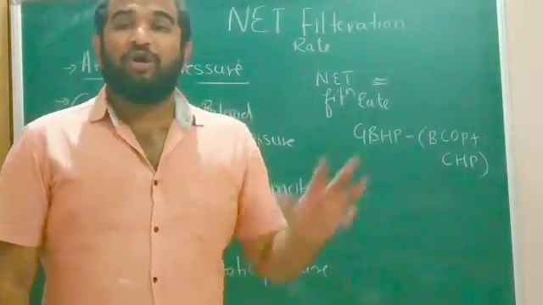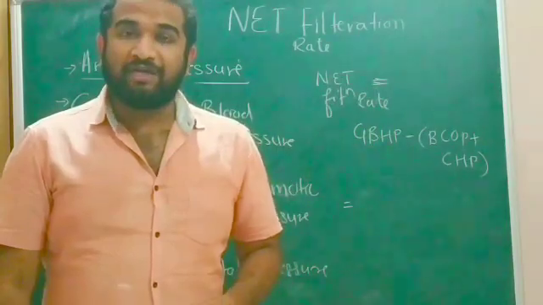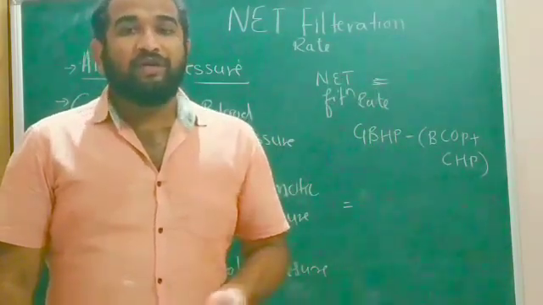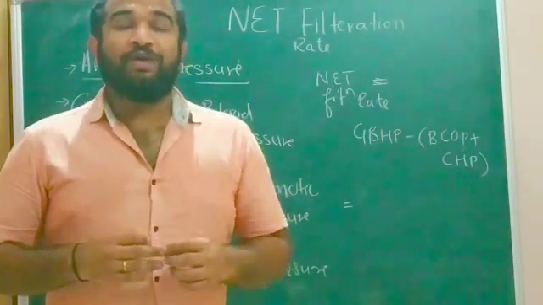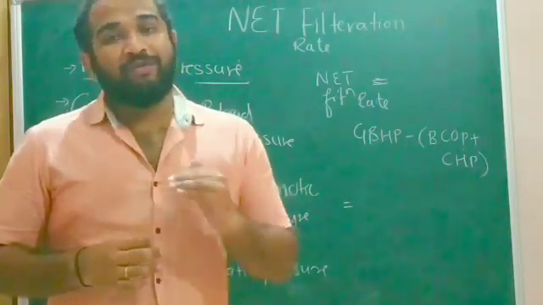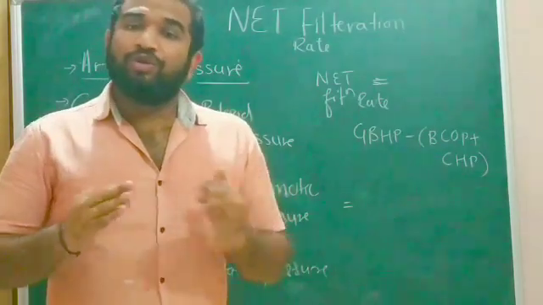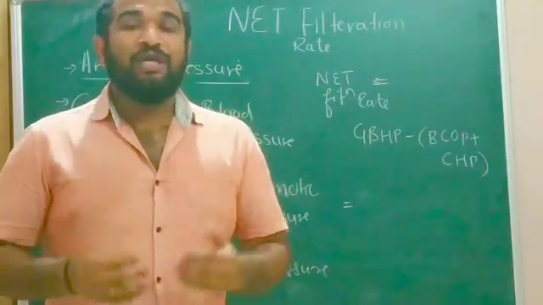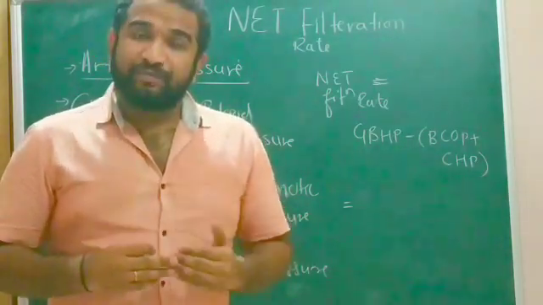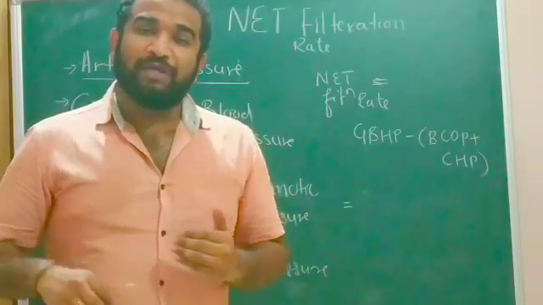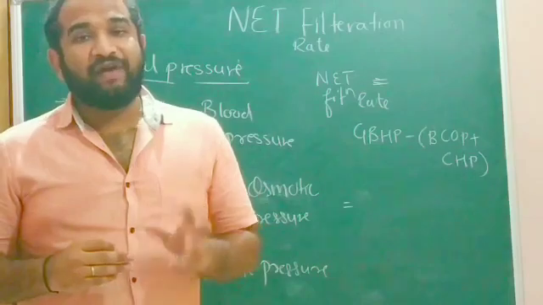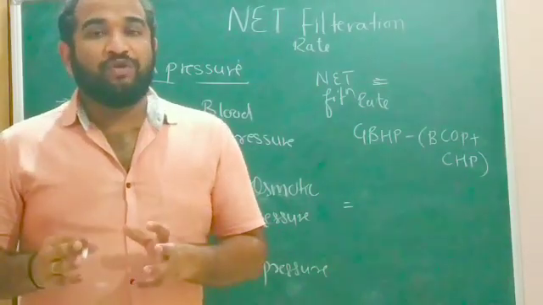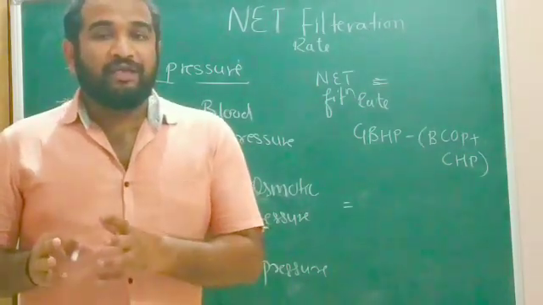The blood comes from the afferent arteriole. The blood gets filtered from the tuft of capillaries, which is called the glomerulus. From the glomerulus the filtrate comes into the Bowman's capsule. It goes to the proximal convoluted tubule, then to the descending loop of Henle, then to the ascending loop of Henle, and finally to the distal convoluted tubule and then the collecting duct.